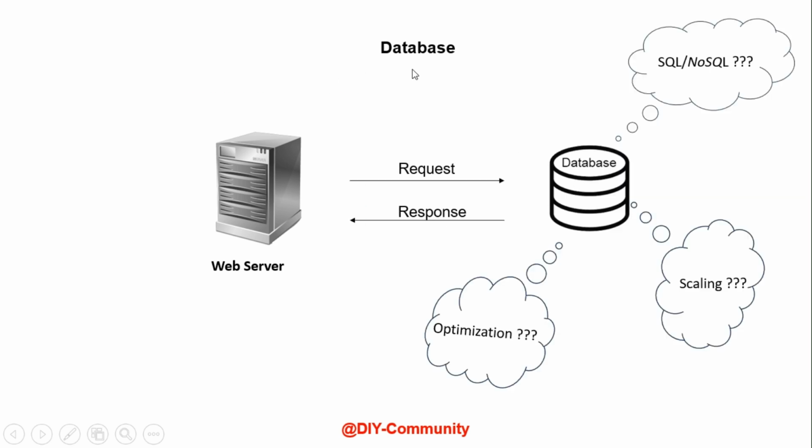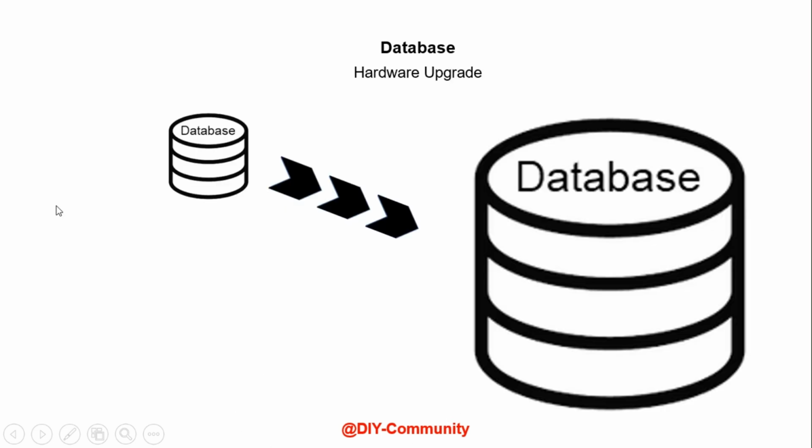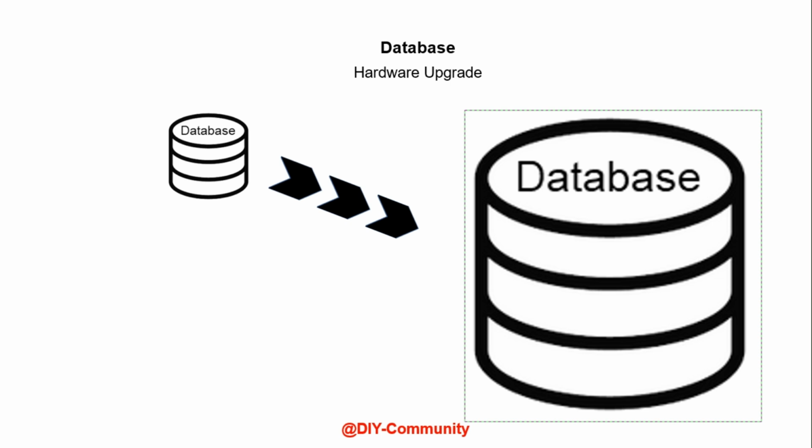Now, after deciding on SQL and NoSQL database, we will look into various optimization and scaling techniques which can be used to improve the performance of our database. The first and easiest recommendation to improve the database performance is a hardware upgrade. This is nothing but vertical scaling, where you can opt for a more efficient CPU and more memory, which will naturally improve the performance of your database.